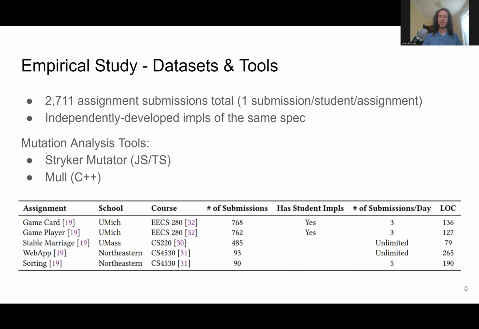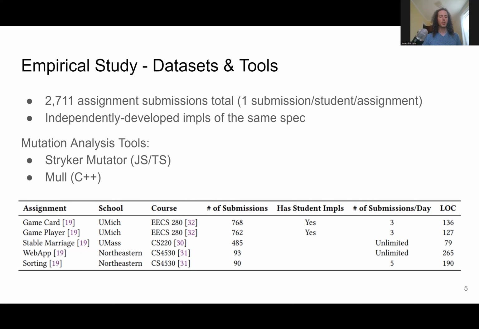In the first 2 assignments in this table, Game Card and Game Player, students implemented object-oriented classes representing a card in a standard deck of 52 playing cards, and a player in the trick-taking card game Euchre. Students also wrote test cases for those classes. The implementations were evaluated against a suite of instructor-written test cases, and the student-written test suites were evaluated against a set of faults manually seeded by an instructor.